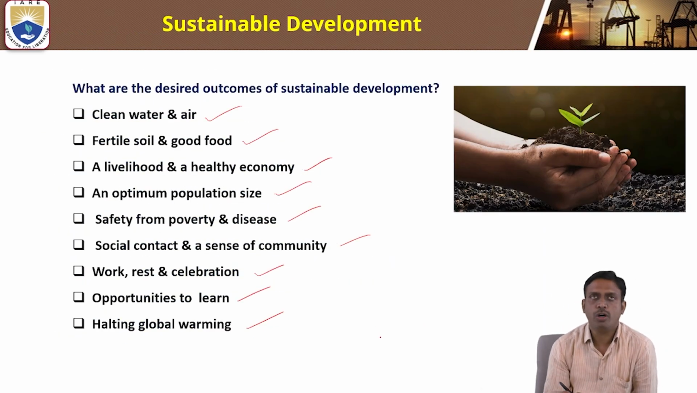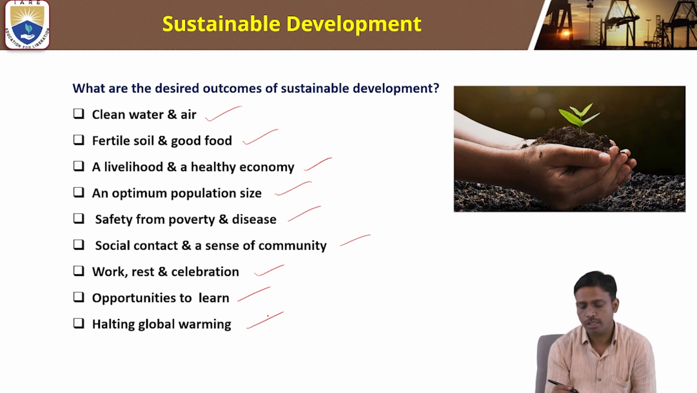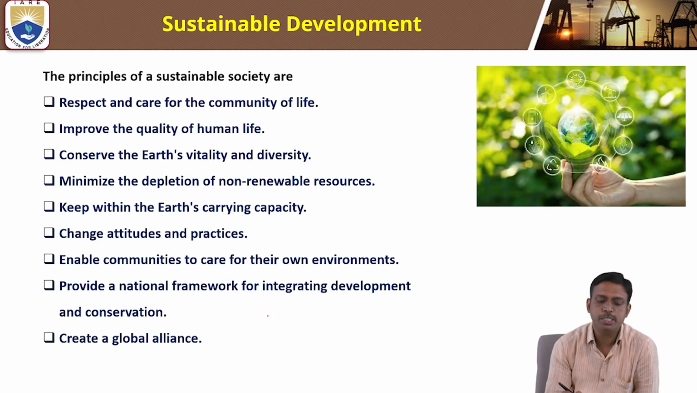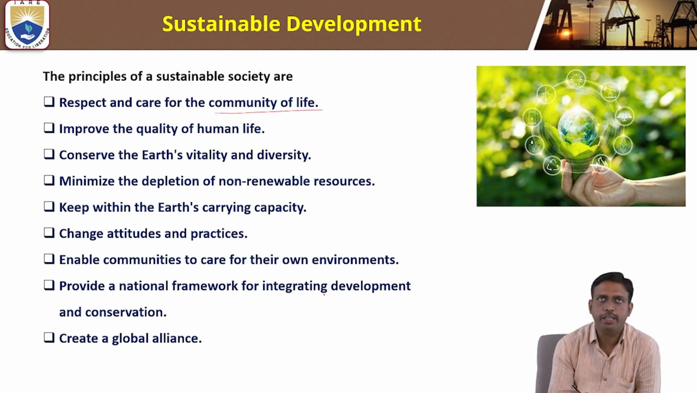Here, clean water and air, fertile soil and good food, livelihood and healthy economy, an optimum population size, safety from poverty and disease, social contact and sense of community, work, rest and celebration, opportunities to learn, halting of global warming. Principles of a sustainable society are respect and care for the community of life.